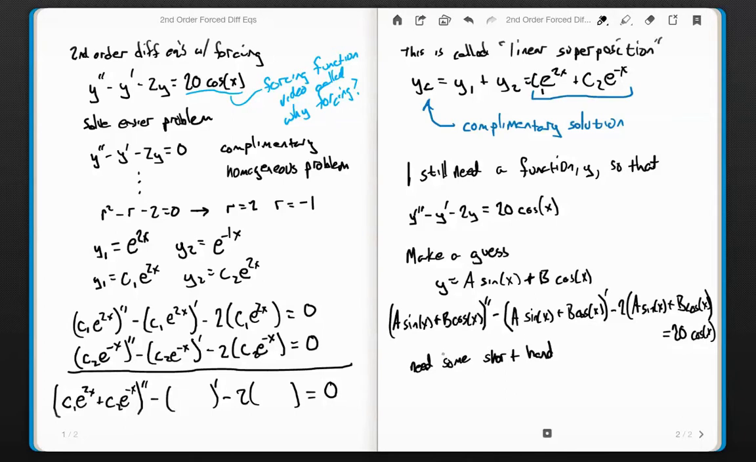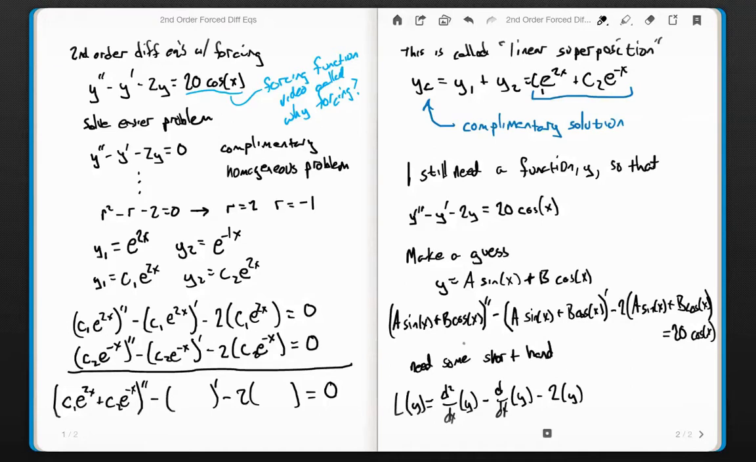We need some shorthand to write this thing. And what I'm going to do is say L, right, this is a differential operator acting on some function y. L of y equals d squared y dx squared, the second derivative of y, right? That's my input, and this is what happens to it, minus dy dx, the first derivative of y, minus 2 times the function, right?